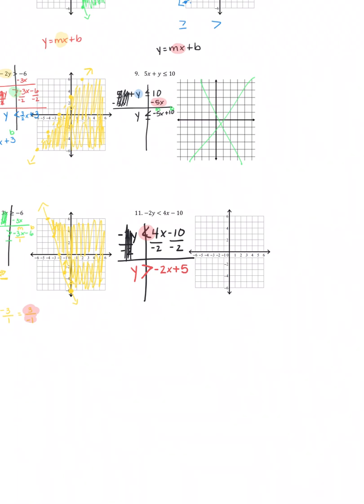Okay, so it says y, and my alligator mouth is eating that y. Y is greater. I'm going to start like I always do on my y-axis, at plus 5. It's negative 2x. There's no other number, so I'm going to put over 1. Negative 2 means I'm going to go down. So down 2 to the right 1. Down 2 to the right 1. Down 2 to the right 1.